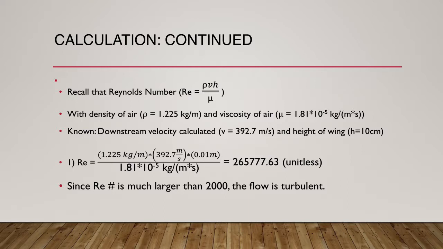Finally, to determine if the wake is actually turbulent, we use the equation for Reynolds number. After plugging in our calculated velocity, given height, and standard values for air density and viscosity, we calculated the Reynolds number to be much higher than the threshold of 2,000 to be considered a turbulent wave.